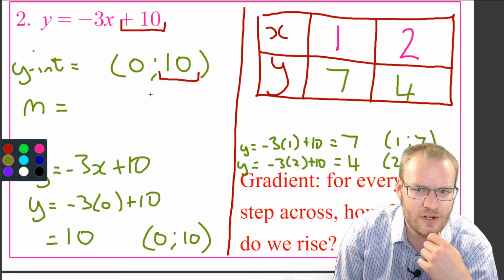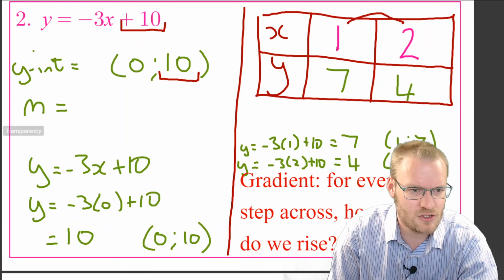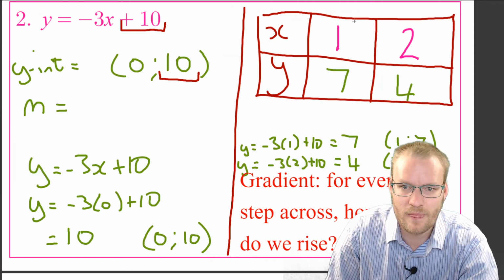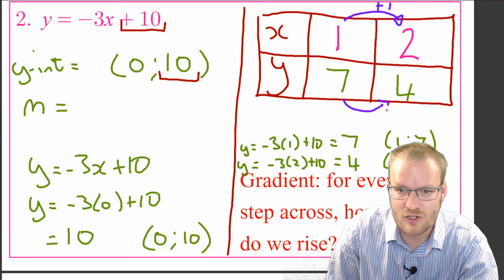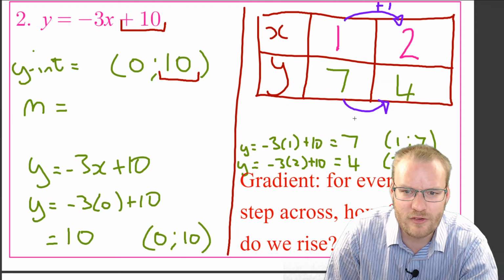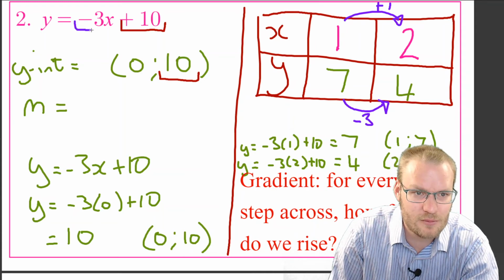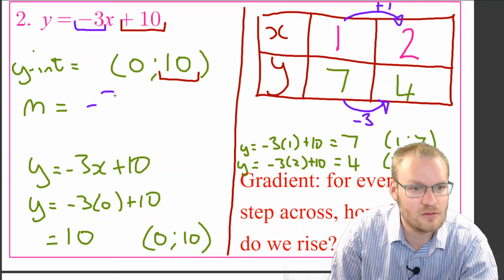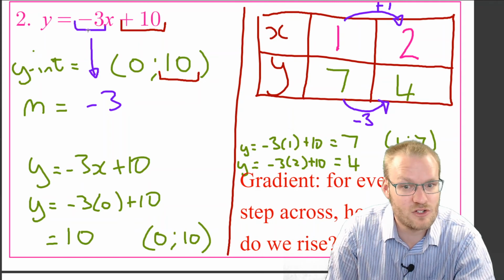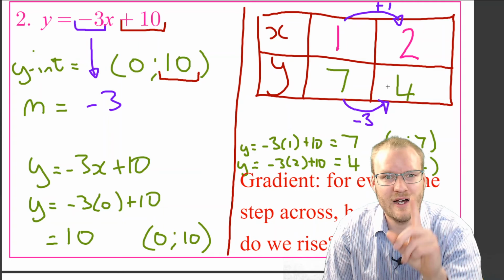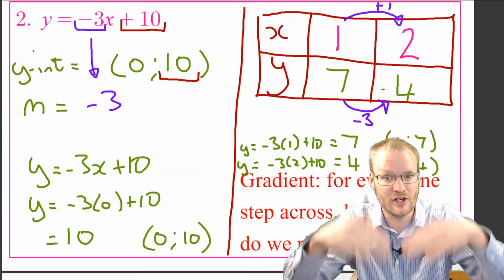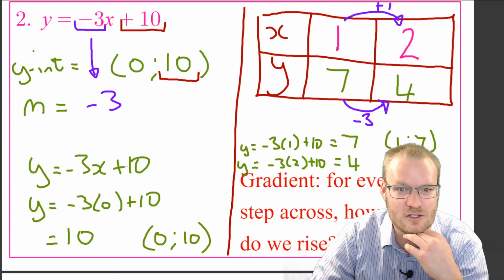So for every one step that you go across, so we've gone plus 1, how much have we gone up? We've risen by minus 3. But we could have told that right at the beginning, because there it is, minus 3. So there's our gradient given to us, but just reinforced with, for every one step we go along, we're going up by minus 3. In other words, we're going down by 3, but we're going to call that minus 3.